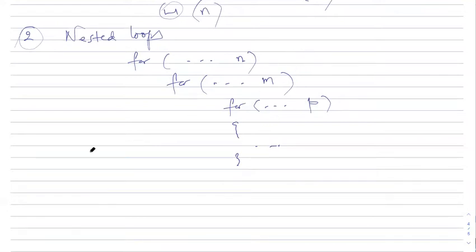It's going to be the multiplication. N cubed times whatever is inside. Can you say that again? I said n cubed times whatever is inside. N cubed. Yeah, so here this is running n times, this is running m times, this is running p times, right? So it's going to be n times m times p.